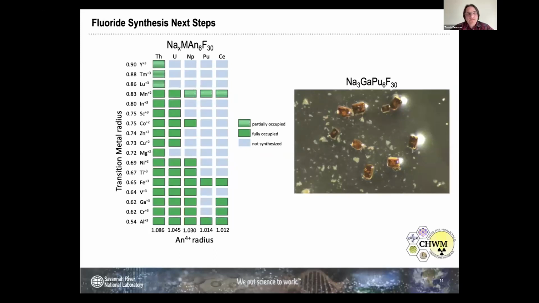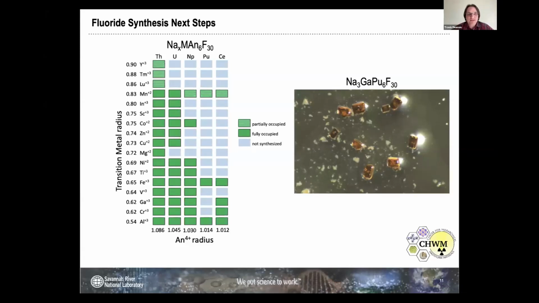So for the next steps, we hope to extend this out a little bit. You can see in this graph here that the blocks in green are structures that have already been synthesized before, and the ones in blue have not been synthesized. So you can see that thorium is the most built out section there, and that makes sense since it is the largest actinide radius, and so it can accommodate a lot more ions with different sizes. The uranium is the next most filled out section there.